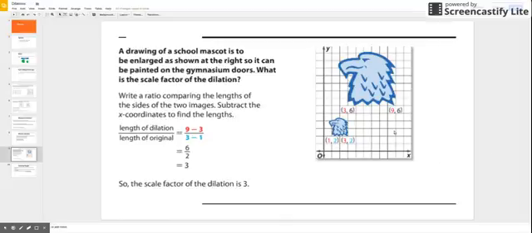And if you don't believe me, you can just double check. If down here the side length is 2, okay, and here the side length is 6, well, 6 is 3 times the size of 2. Again, over here was 6, over here is 2. 6 is 3 times the size of 2. That's why our scale factor is 3.